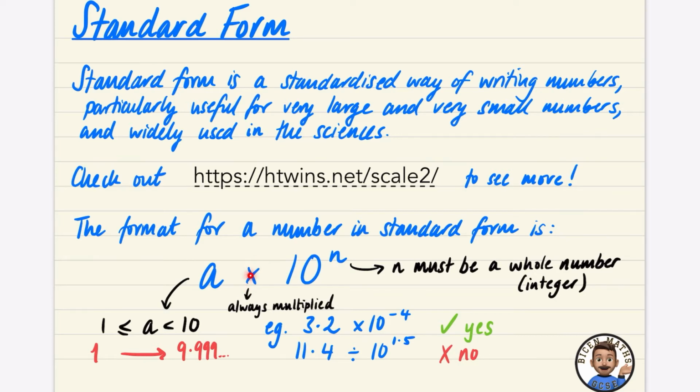There always has to be a multiplication symbol, it can't be a division symbol, or a plus or minus, and the power of 10 must always be a whole number or an integer. It can be positive and it can be negative. So this one here is an example of something that is in standard form because this first number, 3.2, is between 1 and 9.999, so that's good. It has got a multiplication symbol and the power is a whole number, so that one is in standard form.